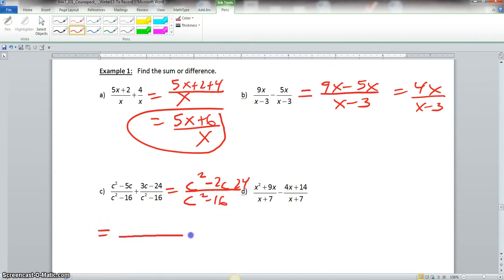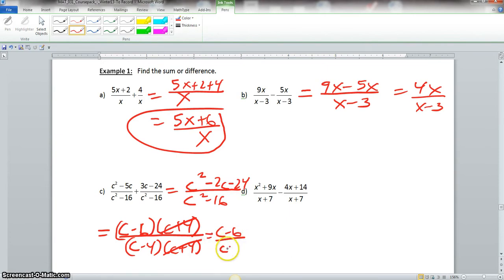So now, let's factor this. Our denominator would be c minus 4 and c plus 4. Our numerator, for 24, we would have c minus 6 and c plus 4. Now, these c plus 4s will simplify out, and our final answer would be c minus 6 all over c minus 4. You don't have to put the parentheses there, but this is the final answer.